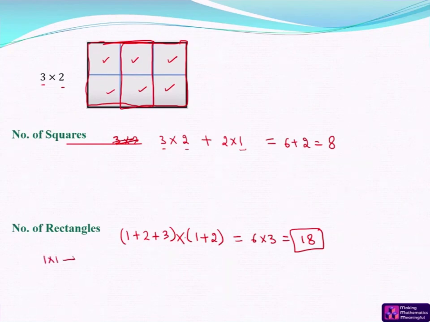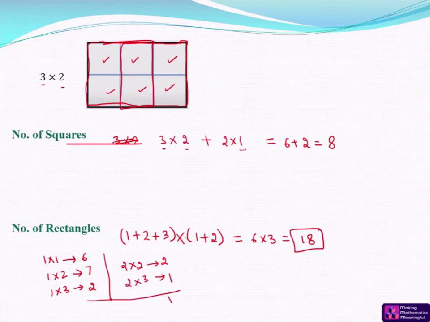For 1 cross 1 size, you will observe there are 6 such rectangles. For 1 cross 2, there are 7. For 1 cross 3, there are 2 such rectangles. For 2 cross 2, there are 2. And for 2 cross 3, 1. So you add them, it's equal to 18 actually, which you can easily check by real counting.